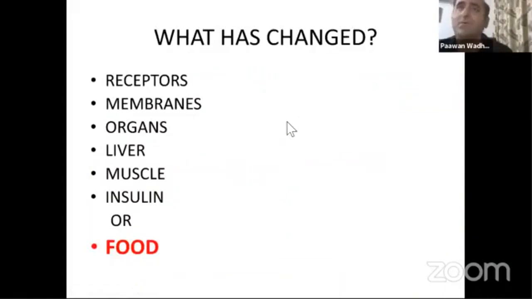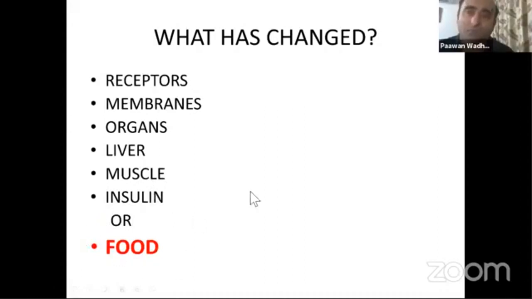But what has changed? In 1915, there were no patients with diabetes, and in 2018, there are so many people with diabetes. What has changed in our body? Our body receptors have changed? Our body membranes have changed? Our organs have changed? Liver has changed? Muscles have changed? Insulin has changed? What has changed? Our livers are the same. Our organs are the same. Our body membranes are the same. But why are we developing diabetes? Nothing has changed in our bodies. But food has changed. The food we were eating before has changed now.